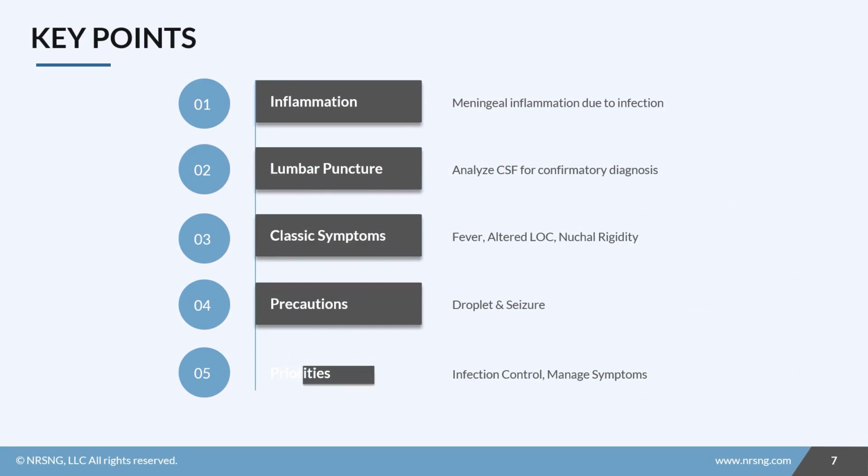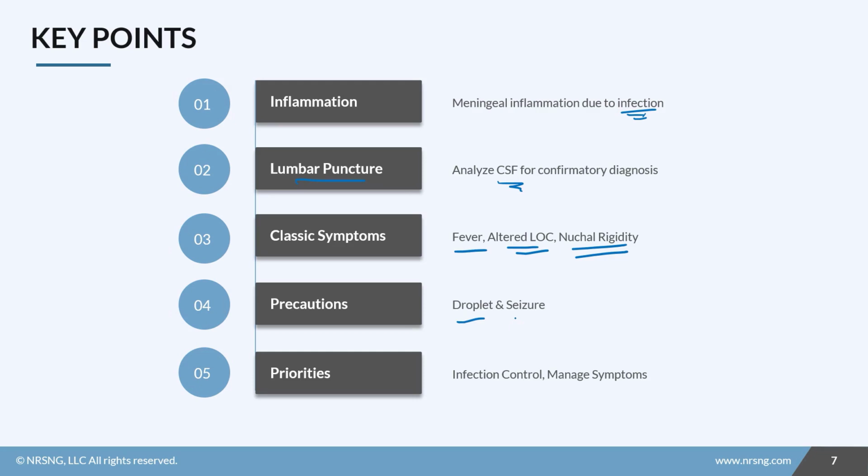So let's recap quickly. Meningitis is an inflammation of the meninges of the brain due to some sort of infection, either bacterial, viral, fungal, or even protozoan. We'll use a lumbar puncture to analyze the CSF to confirm our diagnosis, based on our clinical suspicions, as we will have seen those symptoms. Classic symptoms are fever, a lot of times a headache, altered level of consciousness, and that classic nuchal rigidity that we see. We want to put the patient in droplet precautions, and we also want to protect them and keep them safe and put them on seizure precautions. Remember, that includes things like padding the side rails and giving those anti-epileptic medications.